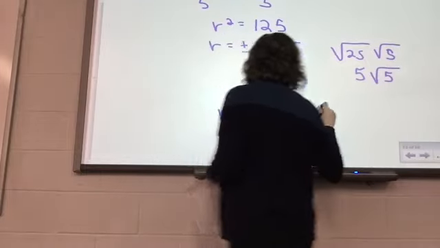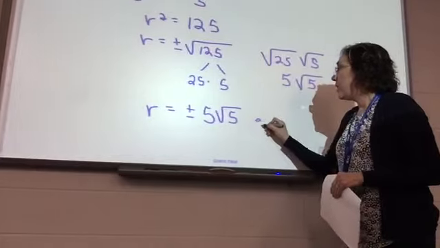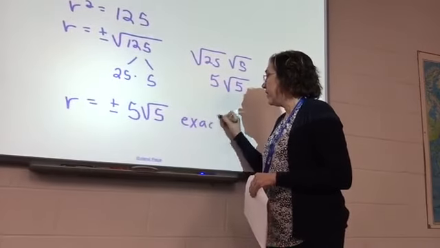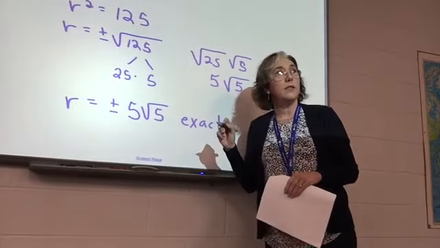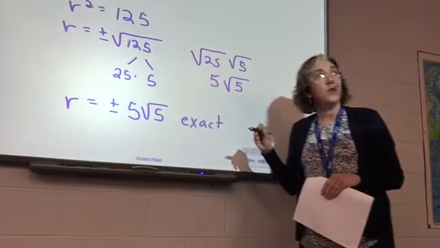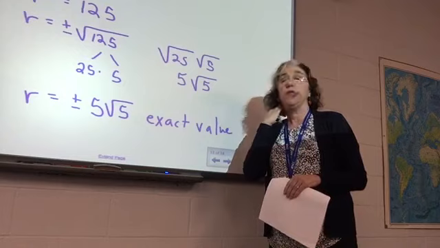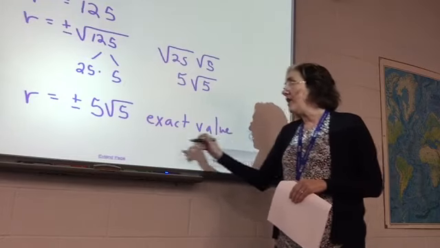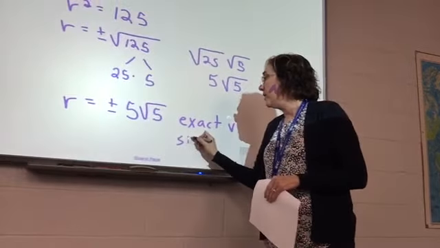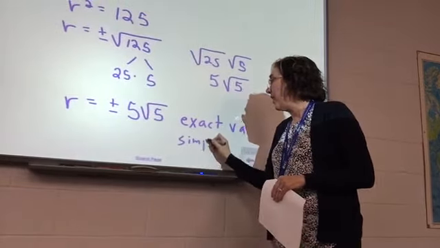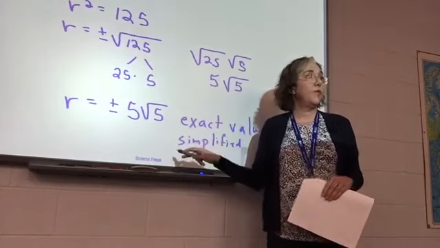Now let's write a note here. This is what's called exact value. It is not approximate. It is exactly what that number is. Really important to understand the difference. Exact value which has been simplified. This is exact value, square root of 125. It's just not simplified.